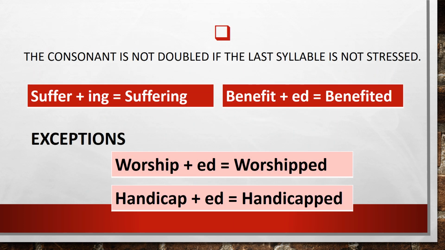Number 3. The consonant is not doubled if the last syllable is not stressed. Like benefit. When we add the suffix ed to it, it will not double the last letter. Suffer. When we add a suffix to it, we will not double the last letter. Here are some exceptions like worship. When we add the ed suffix, we will double the p. Handicap. When we add the ed suffix, we will double the p.